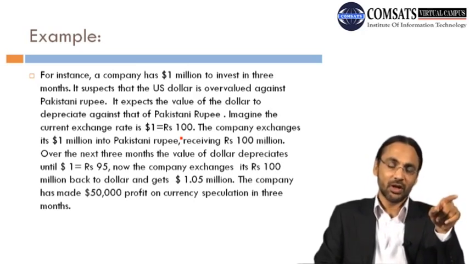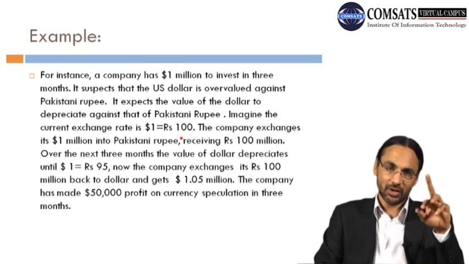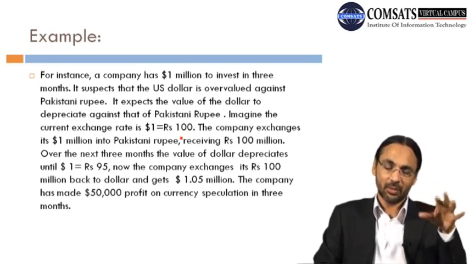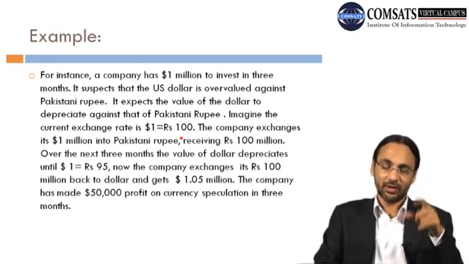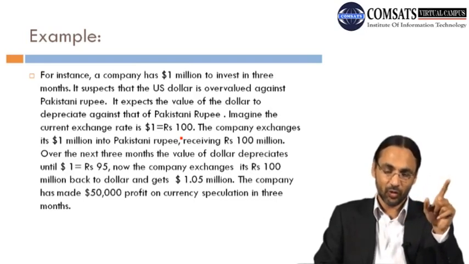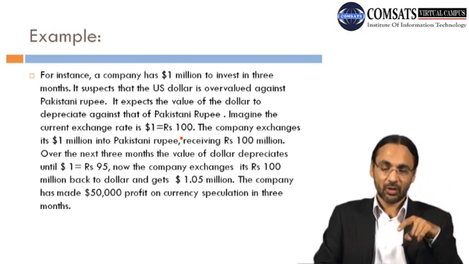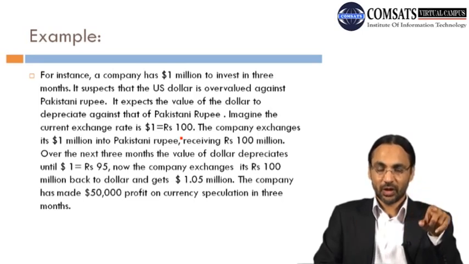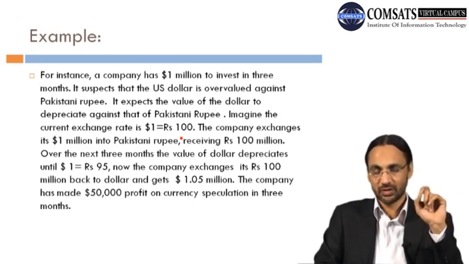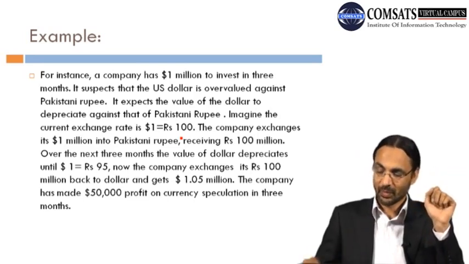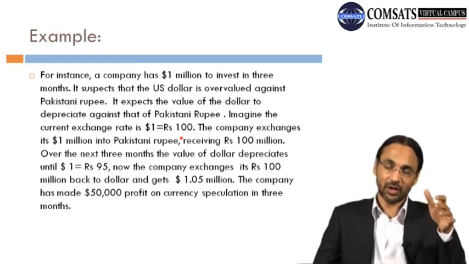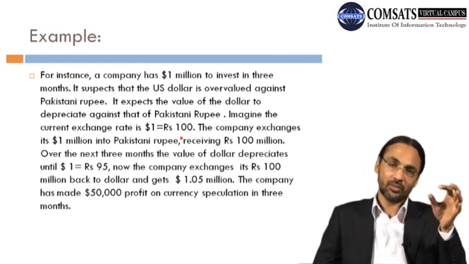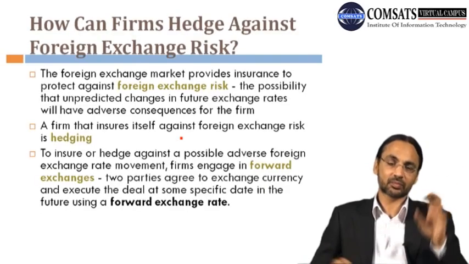When they observed that the dollar is down, they bought again. They bought the dollar again, and the difference between what they had before was 1 million, and now they have 1.05 million. The company made 50,000 US dollars profit on currency speculation in 3 months. This is called currency speculation. And this is the third or fourth element, how companies engage in the foreign exchange market.